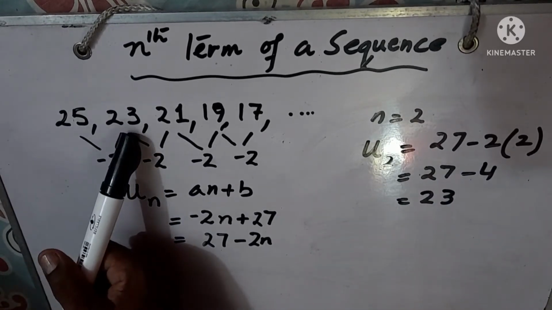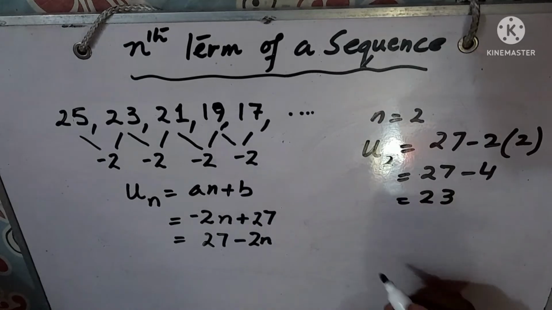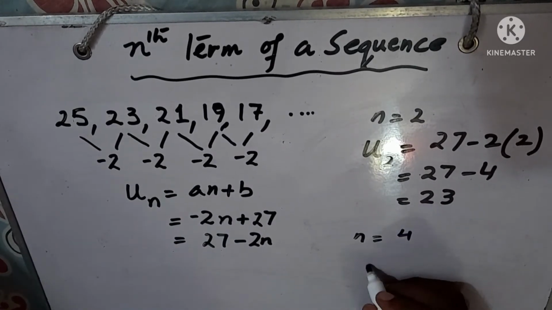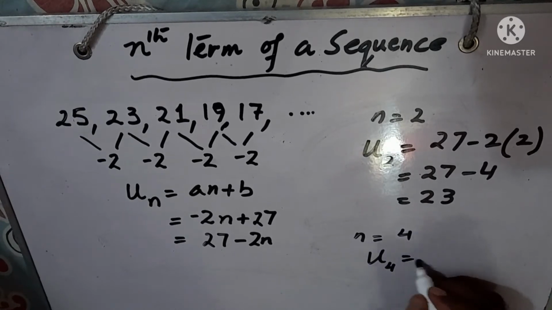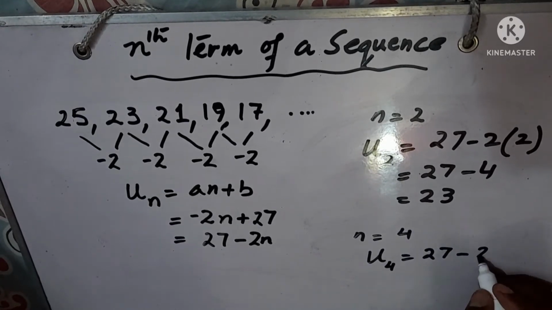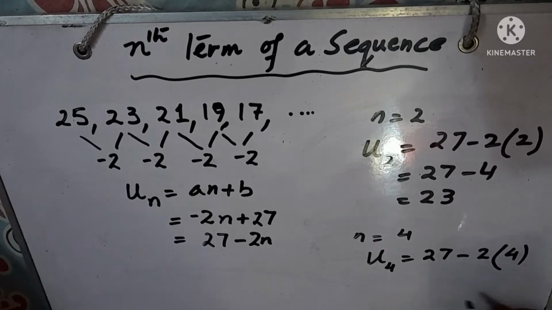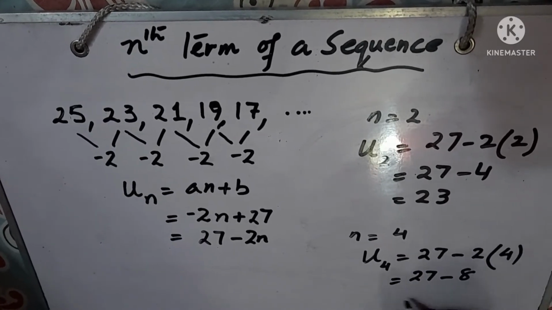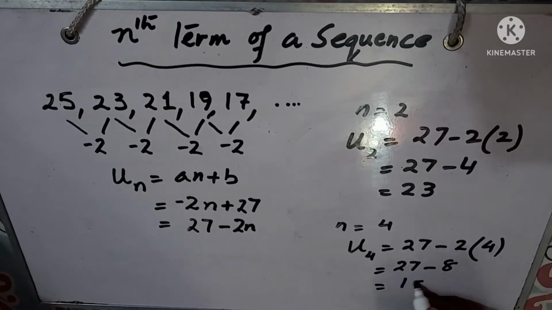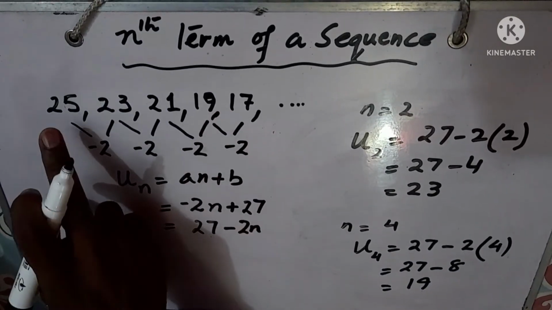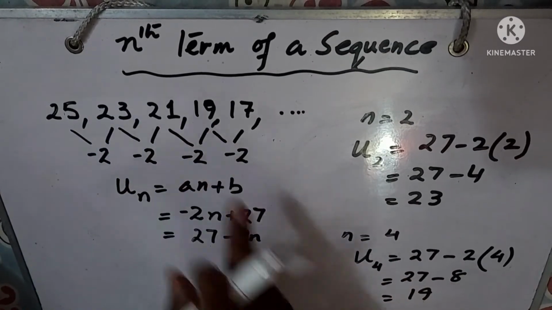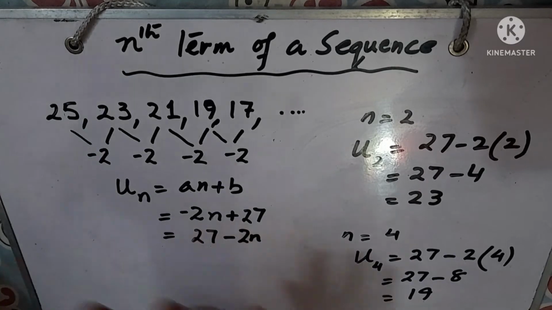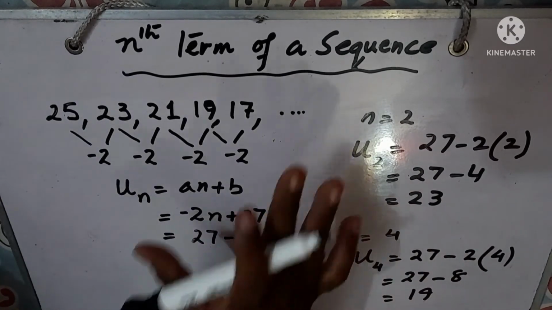So is my second term 23? Yes, it is. Then if my n value is, let's say, 4, then my u4 is 27 minus 2 times 4, which will give me 27 minus 8, and 27 minus 8 will give me 19. I can see that 1, 2, 3, 4, my fourth term is 19. So this is how you calculate the nth term of a linear sequence.